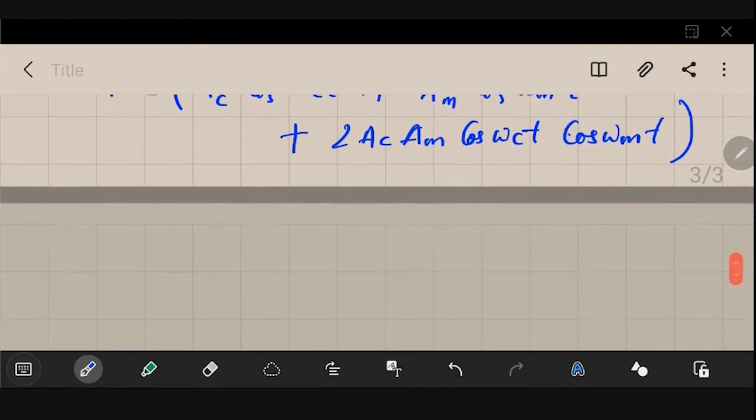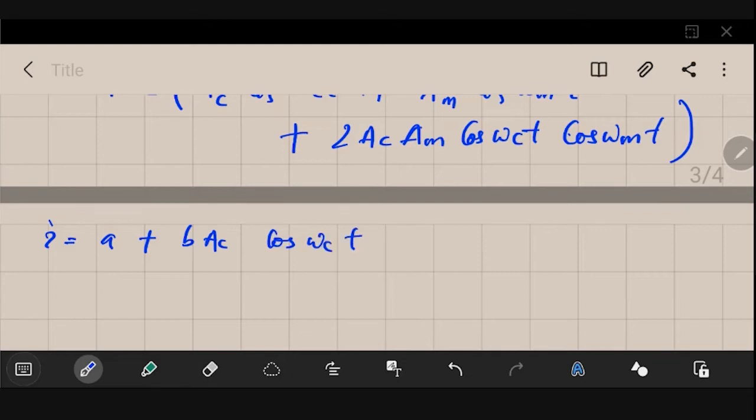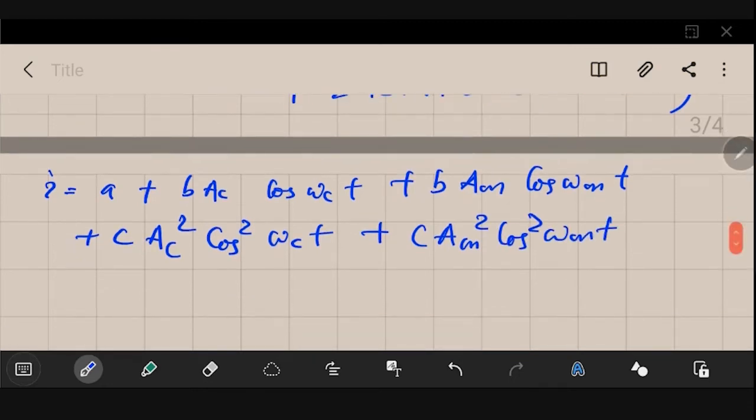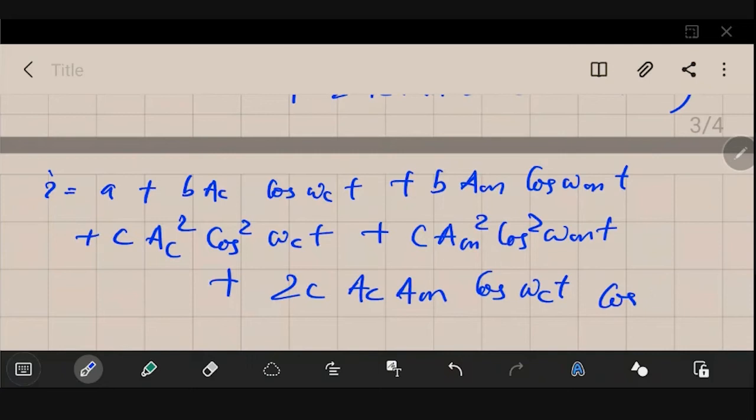So if we now multiply C inside this bracket, then we will get I is equal to A plus BAC cos omega ct plus BAM cos omega mt. Okay. Then the next terms are CAC square cos square omega ct, plus CAM square cos square omega mt. Okay, and then that plus 2CACAM cos omega ct cos omega mt. So these are the terms that we will be getting.